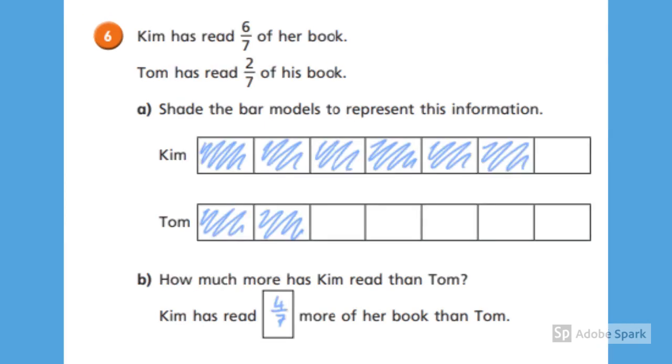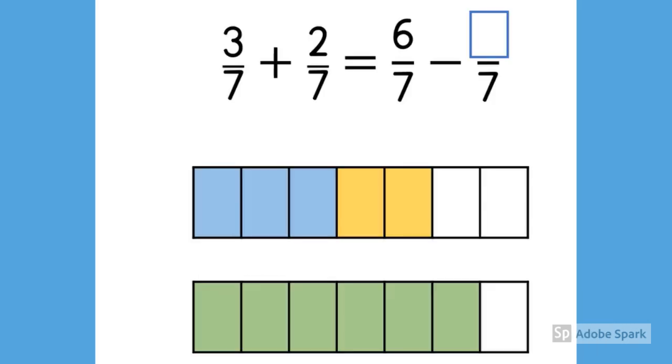Let's check your answer. So we shaded in 6 of the 7 parts to represent Kim and 2 of the 7 parts to represent Tom. Then we compared these two bar models and we can see that Kim has read 4/7 more of her book than Tom. This is what we call a balanced equation. Both sides of the equal sign must be the same and balanced.